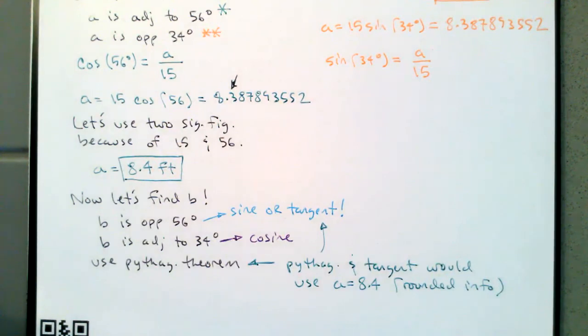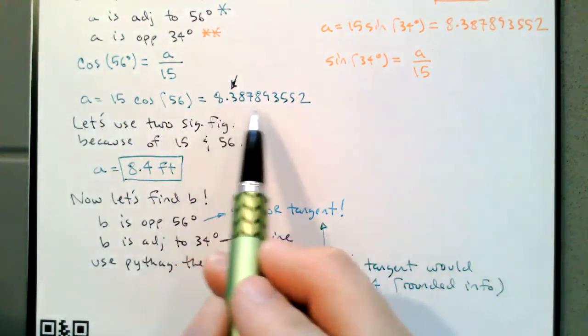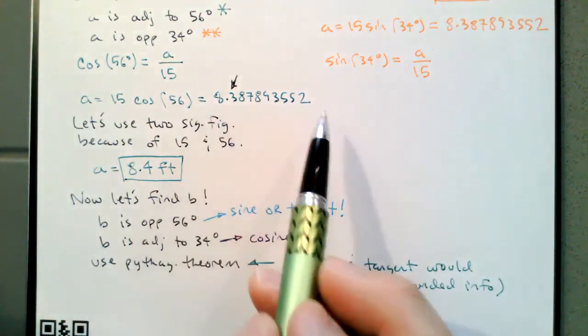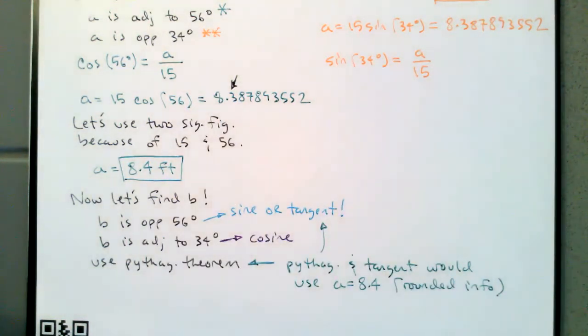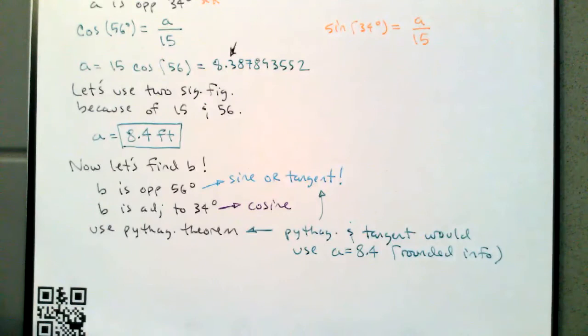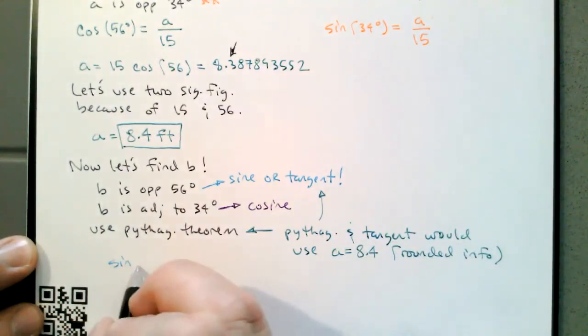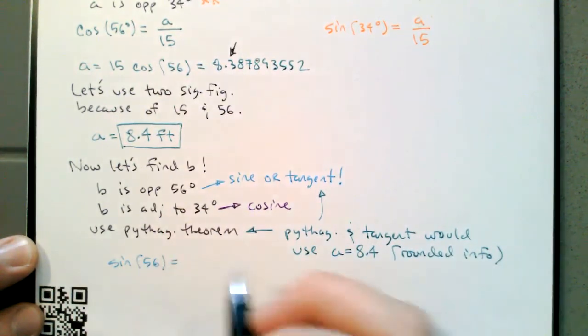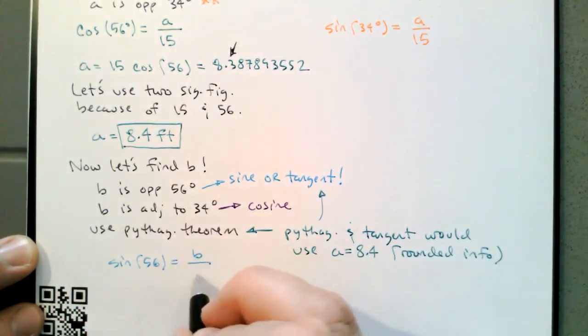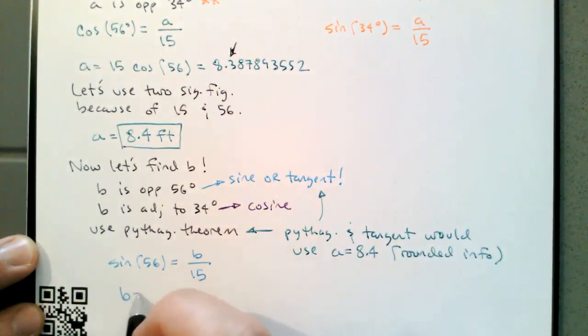Now we could avoid rounding error by using all these digits. And our calculator remembers all these digits, so maybe we're fine doing that. Or we could just use sine or cosine to avoid rounding error and follow best practice of using the given information whenever possible. So I could say that sine of 56 is equal to opposite over hypotenuse. And so B is 15 times the sine of 56.